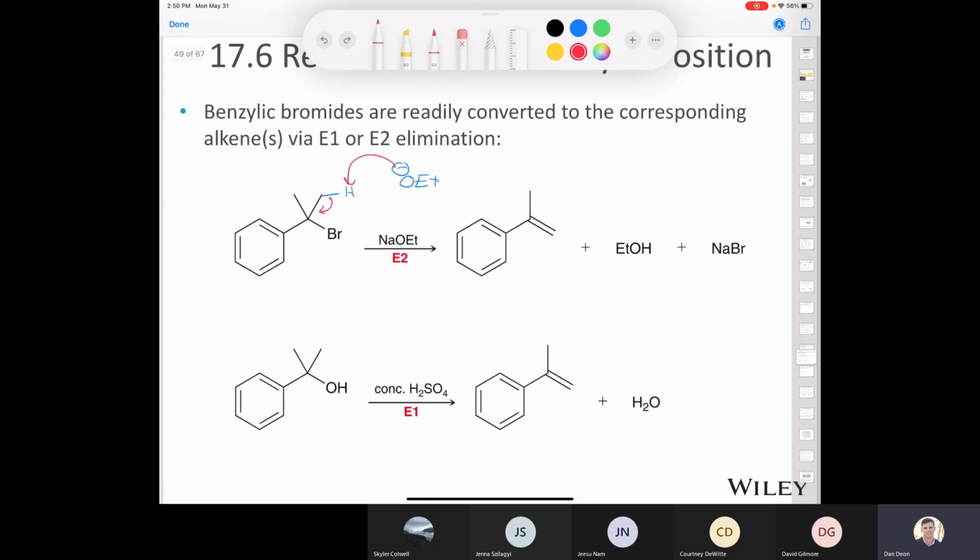And the reason why this is going to occur so readily is now you end up with a fully conjugated system, right? It alternates double, single, double, single, double, single, like that. So you end up with something that's highly stable.